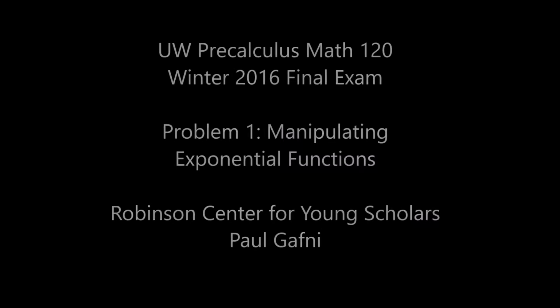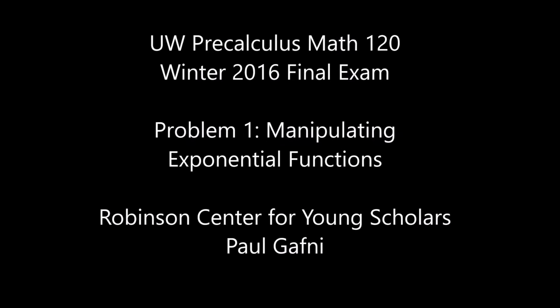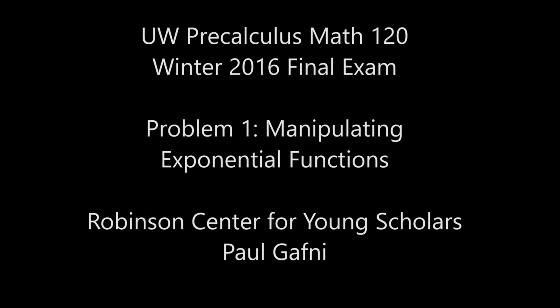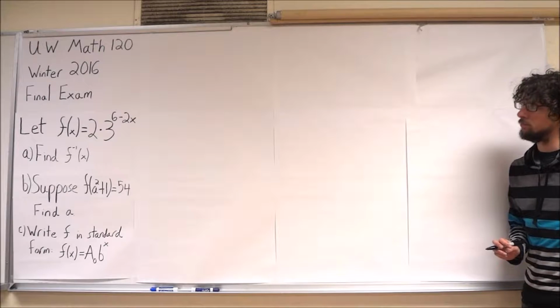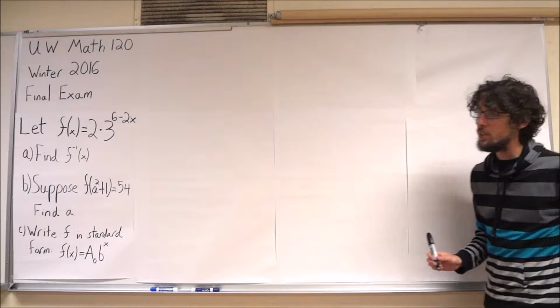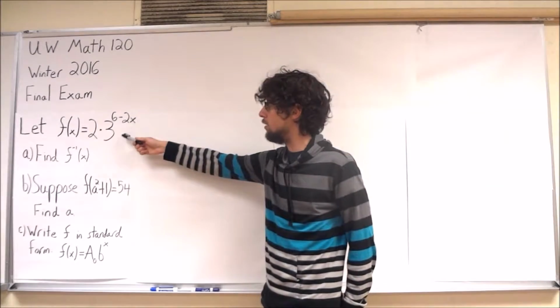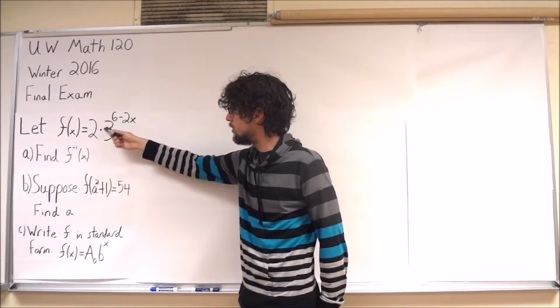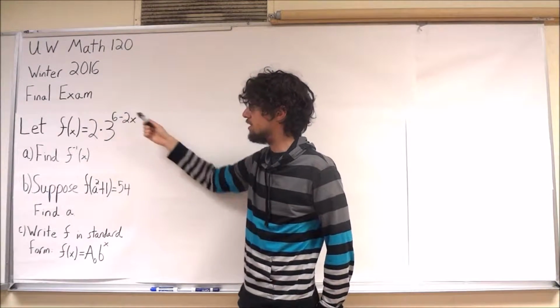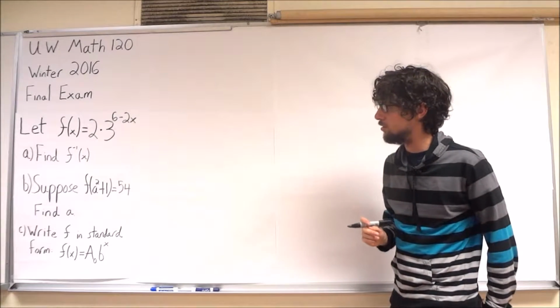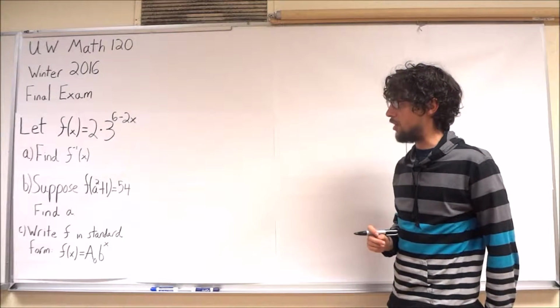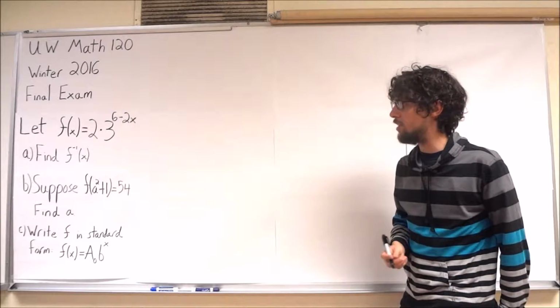We're looking at the University of Washington's Math 120 pre-calculus course. This is the winter 2016 final exam. We're given a function f of x equals 2 times 3 to the 6 minus 2x. So a complicated exponential function. And we're asked to do three things with f.